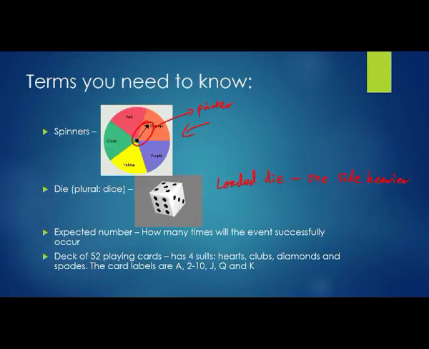I'll jump to the deck of 52 playing cards first. If you've never seen one of these, I'll bring one out to show you. It's got hearts, clubs, diamonds, and spades, and the card labels go from ace to king, as listed down there. So the last term you need to know is the expected number. The expected number is how many times will the event successfully occur.